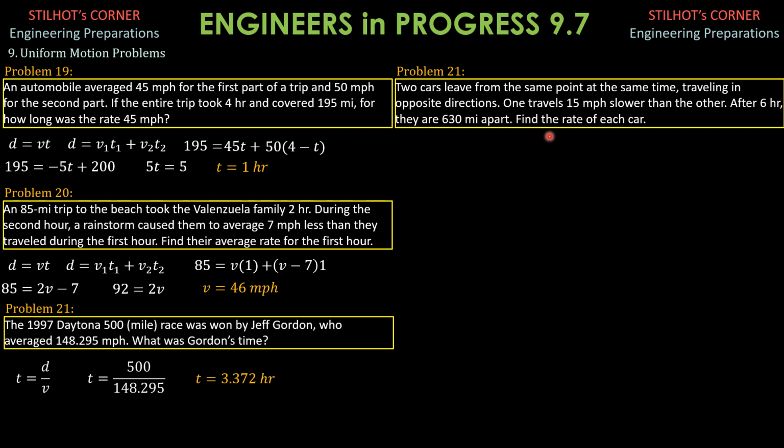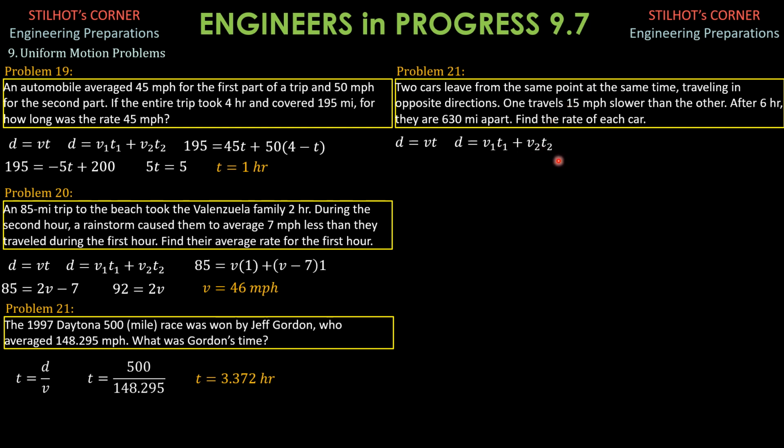So the travel time of each car is 6 hours because they leave from the same point and at the same time, and the total distance is 630. So distance equals speed times time. It is equal to distance 1, which is V1 T1, plus V2 T2. So we will call the rate of the first car V, and the rate of the second car is V minus 15.